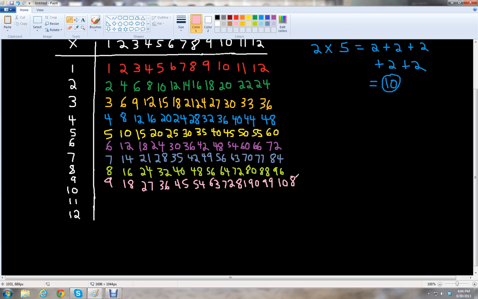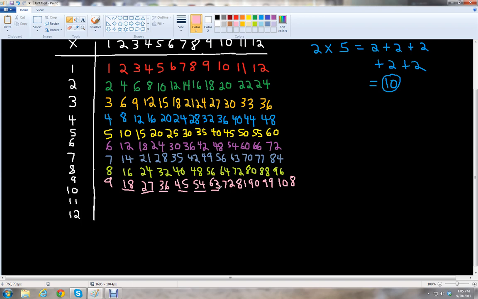So, interesting fact with the nines tables is that when you add these 2 or 3 digits together, you're always going to get the number 9 or something divisible by 9. So with 18, you get 1 plus 8 is 9. 27, 2 plus 7 is 9. 36, 3 plus 6 is 9. 45, 4 plus 5 is 9. And then 54, 5 plus 4 is 9. 63, we have 6 plus 3 is 9.